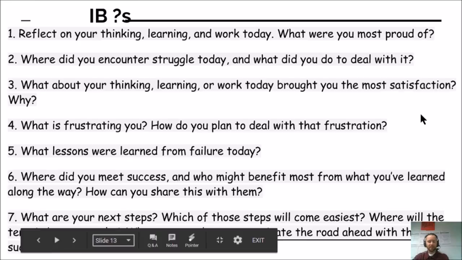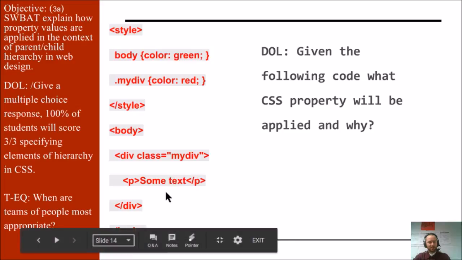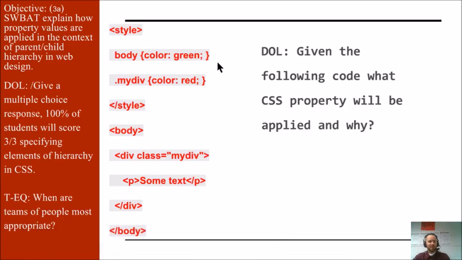Alright, so to wrap up the lesson, choose an IB question to answer, and then here's your DOL. It says, given the following code, what CSS property will be applied and why? So you have your style tags. Inside you have a class called myDiv. And then you have the body being colored green. My div, the words are being colored red. So down here, once the body tag occurs, the division is created. Here's some text. So essentially I'm asking what color is this going to be, some text, when you have two conflicting CSS codes here.